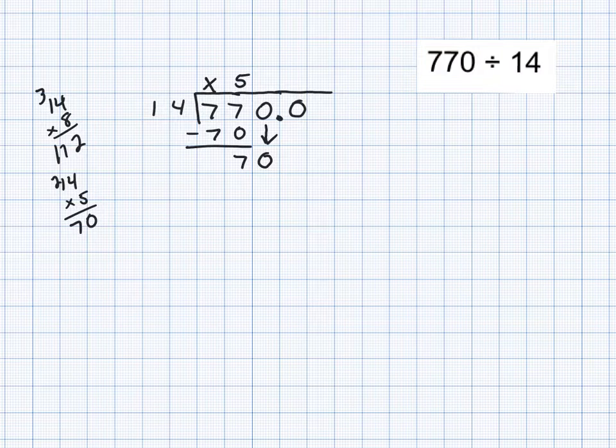You're doing the same on your grid paper. All right, I'm going to move my decimal up. 70, 14 goes into 70. Well, we just figured that out. 14 goes into 70 5 times. 14 times 5 is 70. 70 minus 70 is 0, no remainder. So the answer is 55.